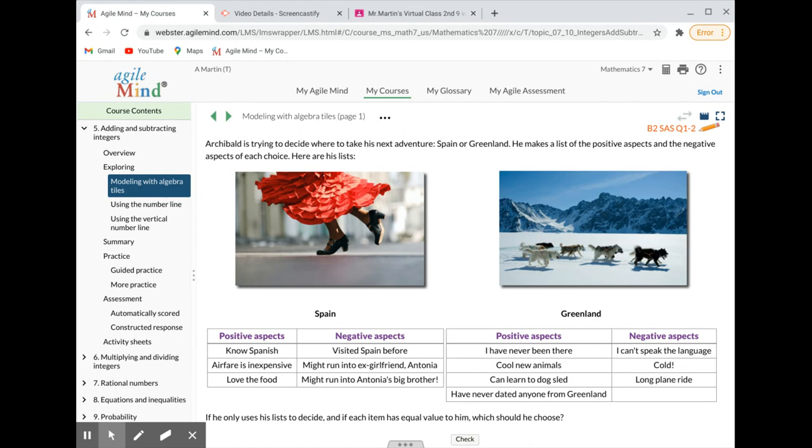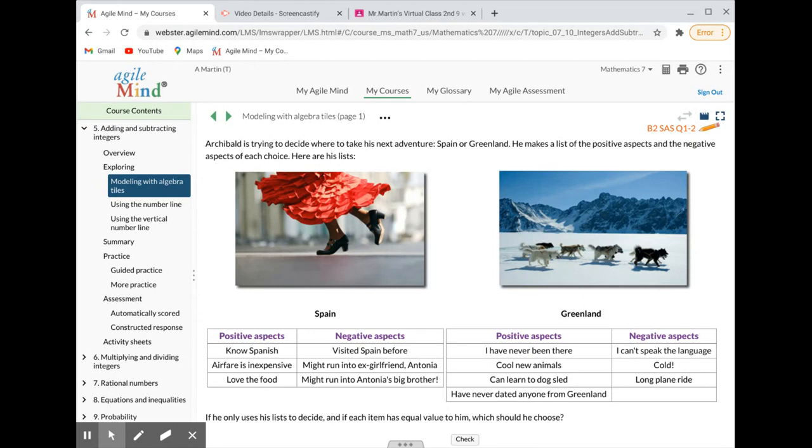Okay, so to get started, the first thing we're going to do is continue learning about Archibald. Yesterday we talked about Archibald and all the things that he wanted to do. Well, today we're going to see some other things. Remember Archibald the ant, he wanted to go travel everywhere. Now Archibald's trying to decide if he wants to go to Spain or Greenland. So we're going to look at the positive and negative aspects of both of these places, and see which one the positives or negatives outweigh the other so that we can figure out where he wants to go.